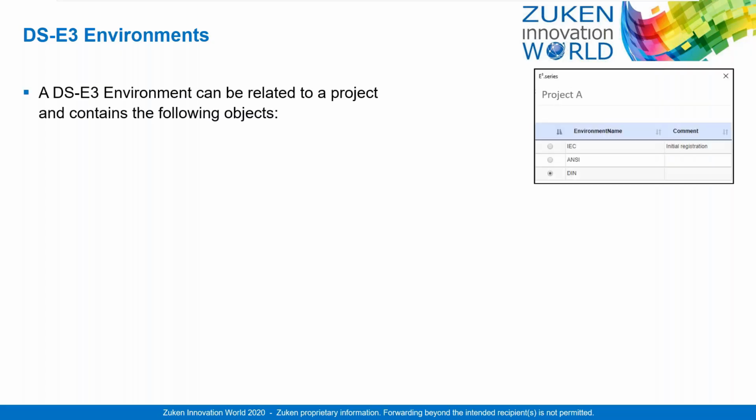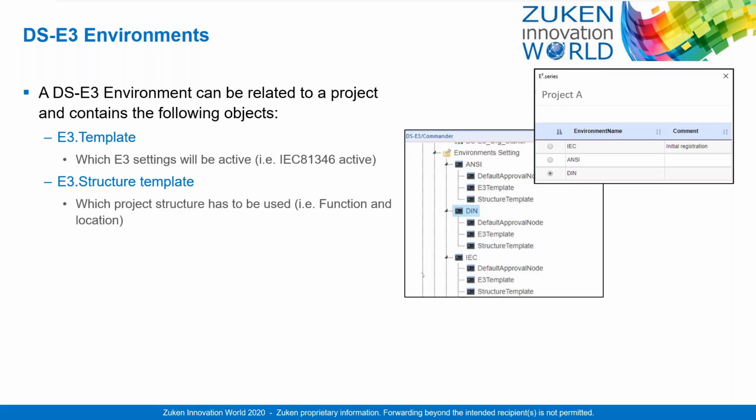So the idea behind the environment is that we will create a standard set of settings for a particular project that we then relate to that project. So every time you open that project, E3 will be set up using those settings to make sure that the project is run and configured in the correct way and has got access to the correct database. This may be driven by international standards or particular suppliers and so on, but it covers the project structure, the template that controls E3, and also the database settings that are used.